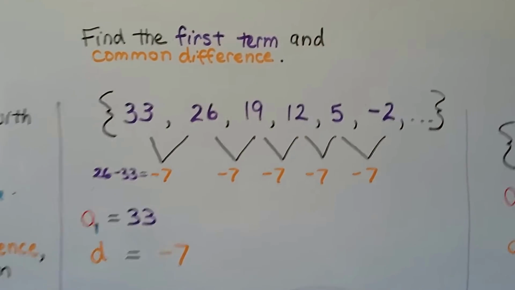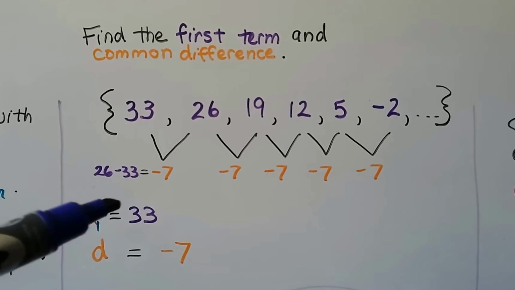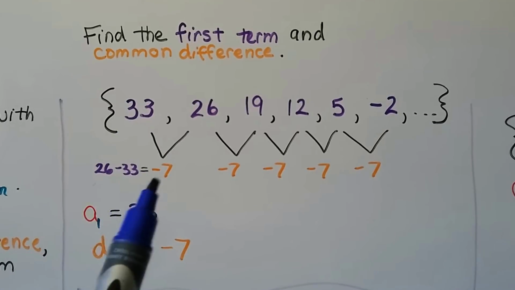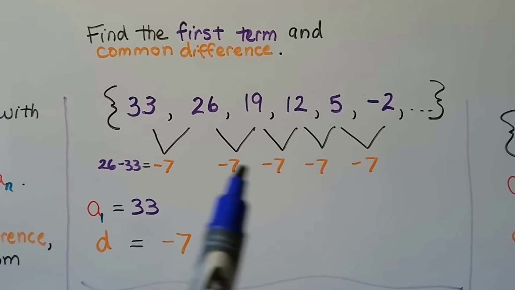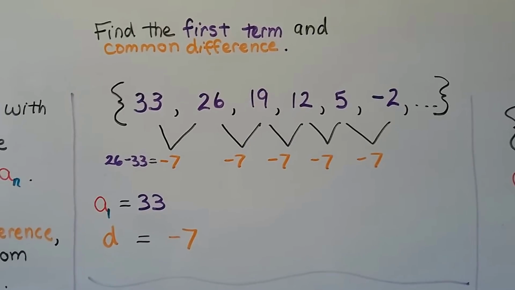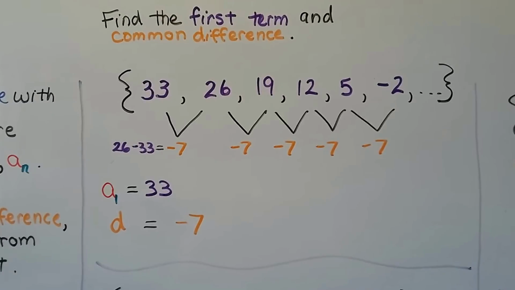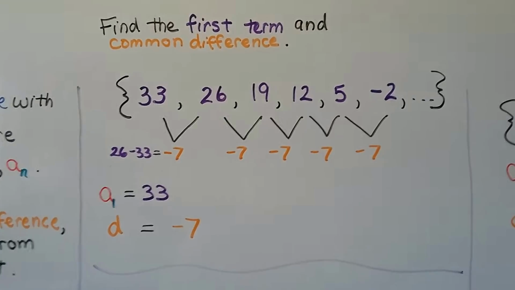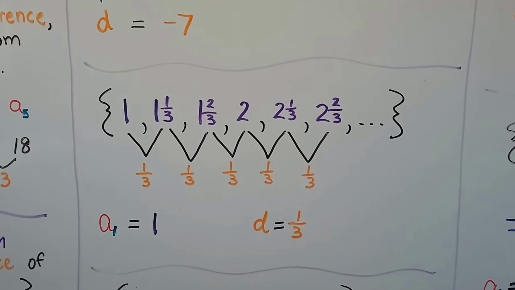We can find the first term and common difference of these. The first term is 33. That's our a sub 1. When we do 26 minus 33, we get negative 7. When we do 19 minus 26, we get negative 7. The common difference is negative 7. So our D is negative 7. I want to show you a bunch of things about first, second, and third differences near the end of the video, okay? Here we've got some mixed numbers.